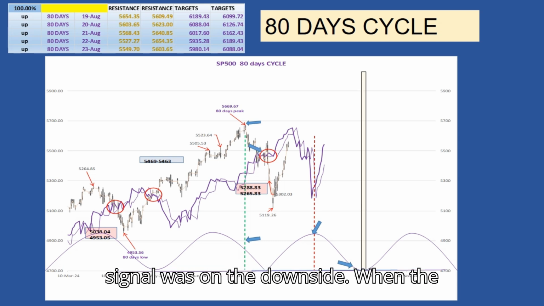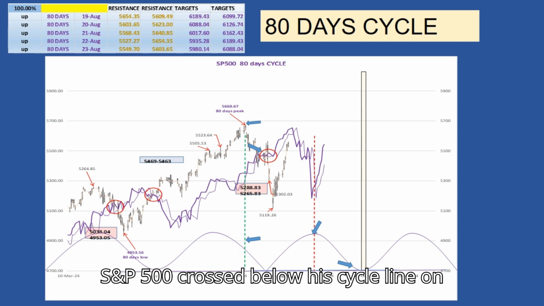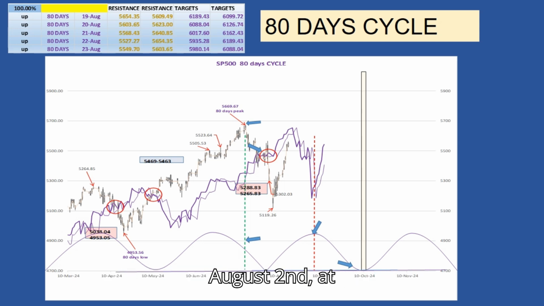The last trading signal was on the downside, when the SP 500 crossed below its cycle line on August 2nd at 5,479 and 5,467 for a target zone between 5,288 and 5,265.